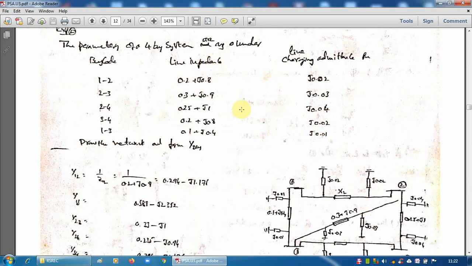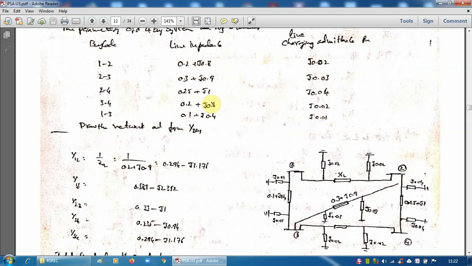In construction of Y bus, if impedances are given, they have to be converted into admittances. Remember that. Here it is given as impedance, so these all have to be converted into admittances. Whereas here, shunt branch admittance is directly given. Need not convert, only admittance. Only for these impedances, admittances are to be obtained.